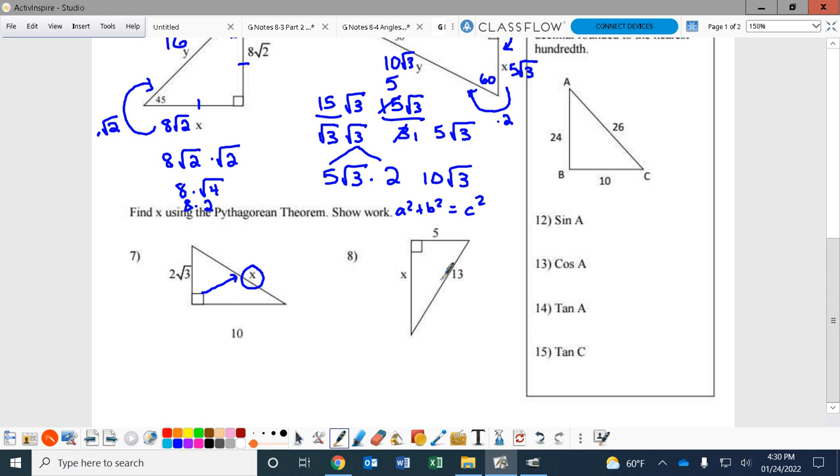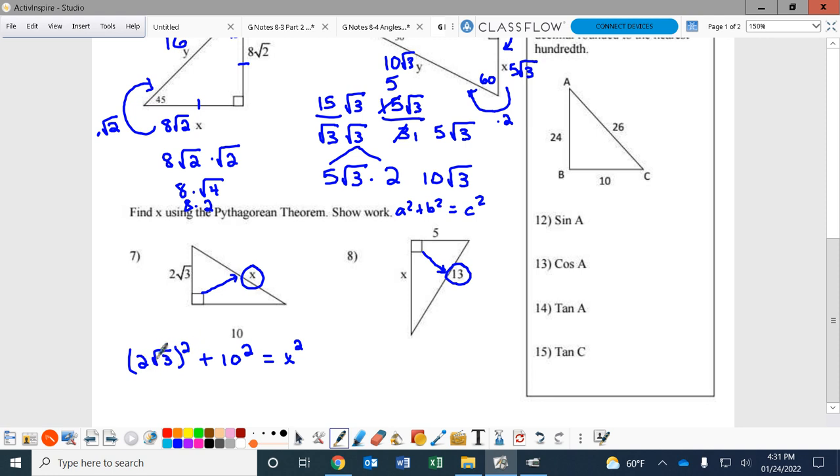So we're going to apply that. Oh, let's identify our c on this one also. So when we set this up, it's going to be 2 square roots of 3 squared plus 10 squared equals x squared. So 2 square roots of 3 squared, you can type it on the calculator, guys.